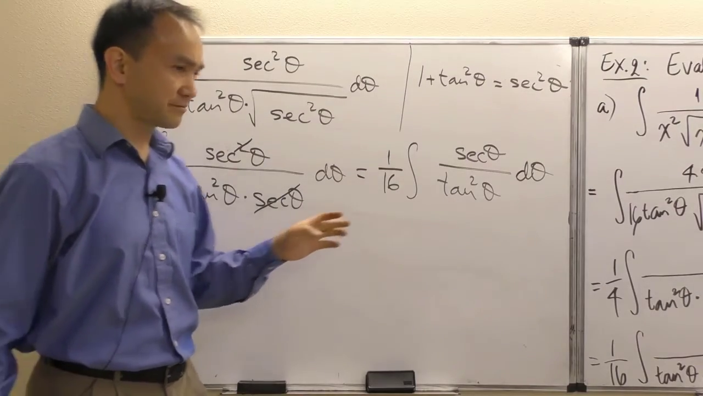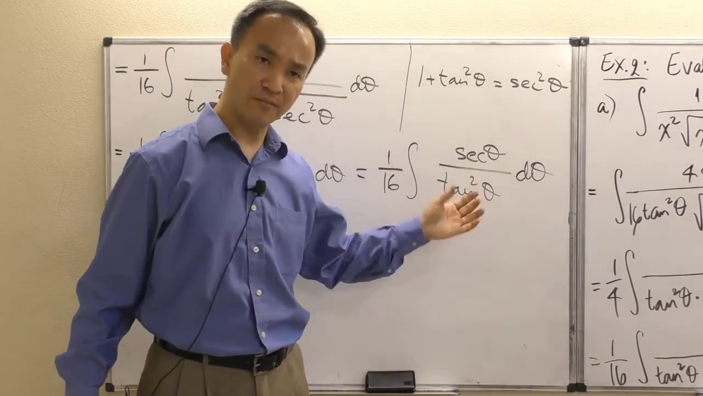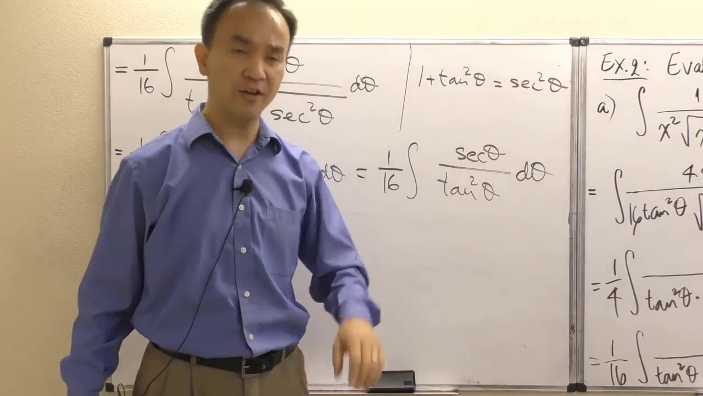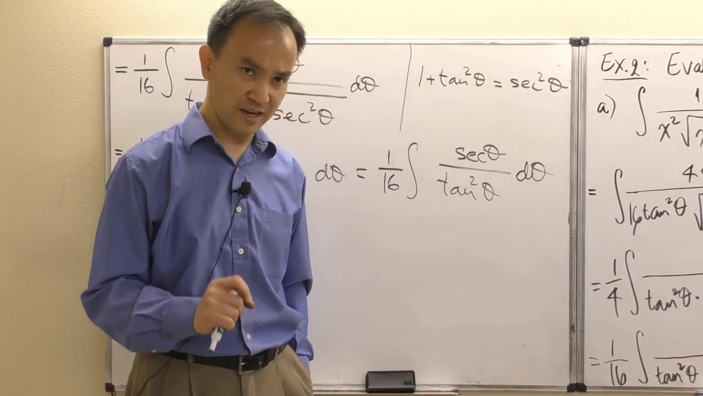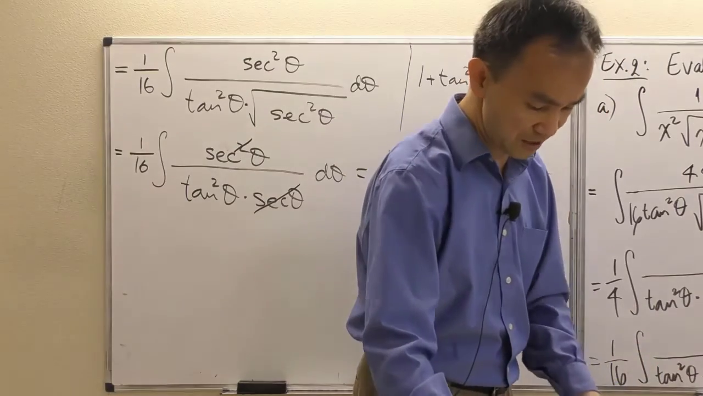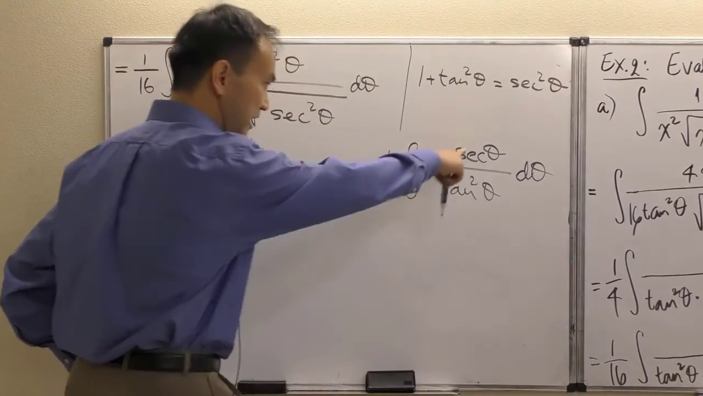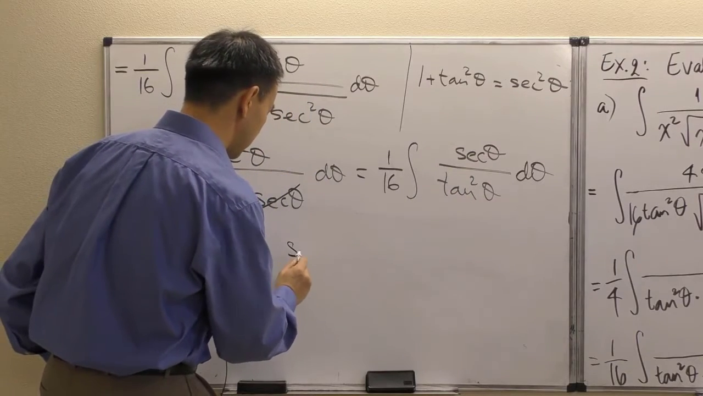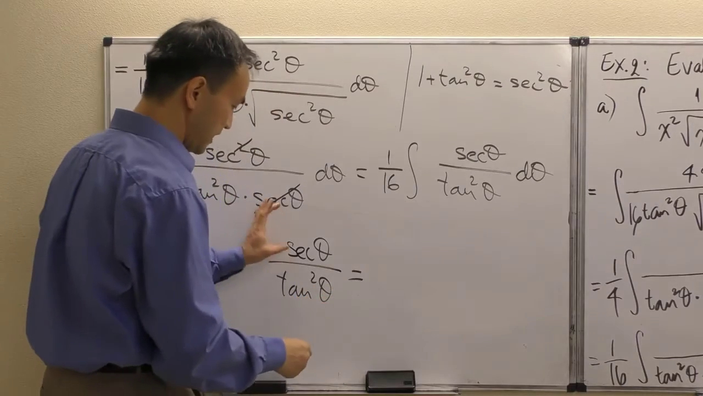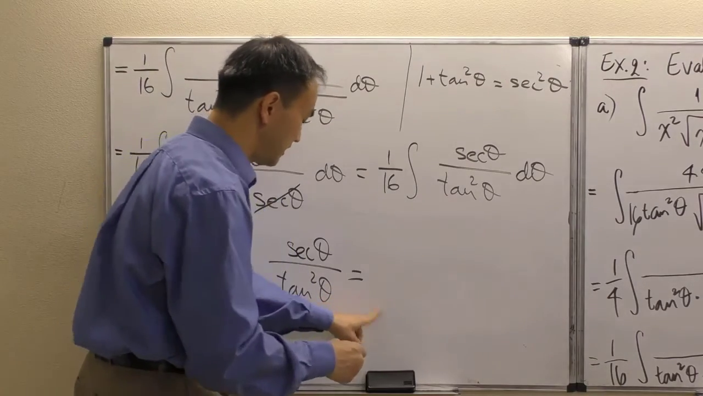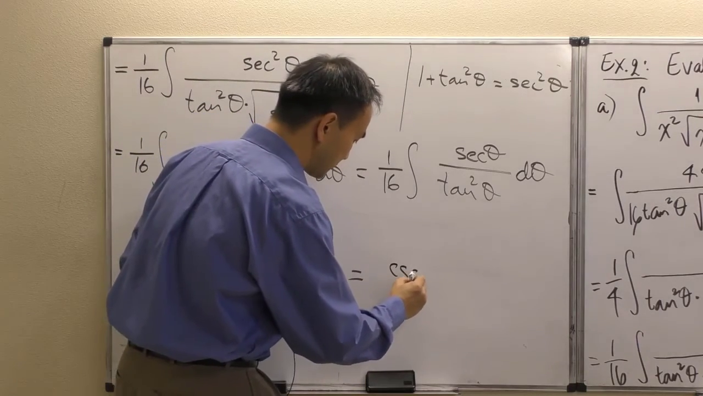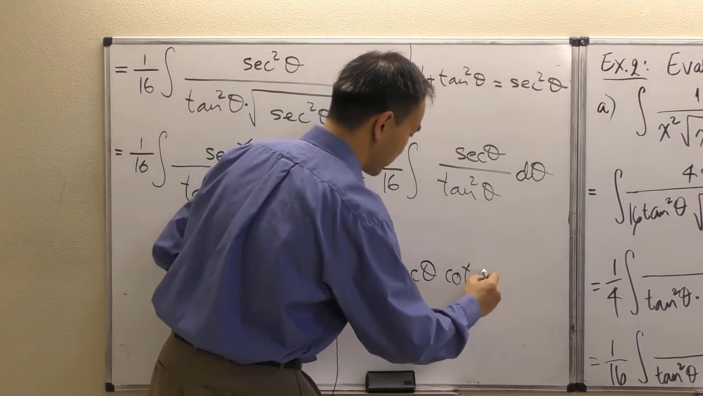When it comes to something like this, we need to see through the trigonometry functions a little bit. You've got to review your algebra on the trig functions. Secant theta divided by tangent square theta can be simplified down to cosecant theta times cotangent theta.